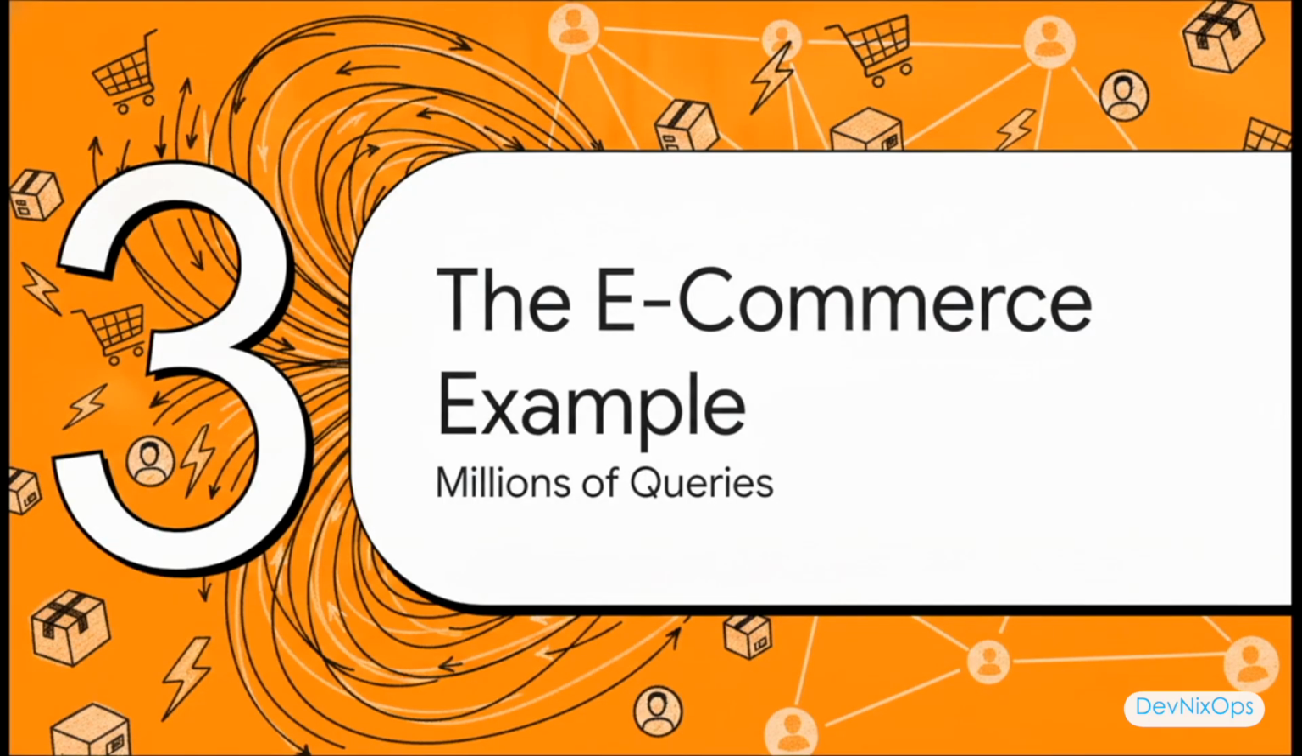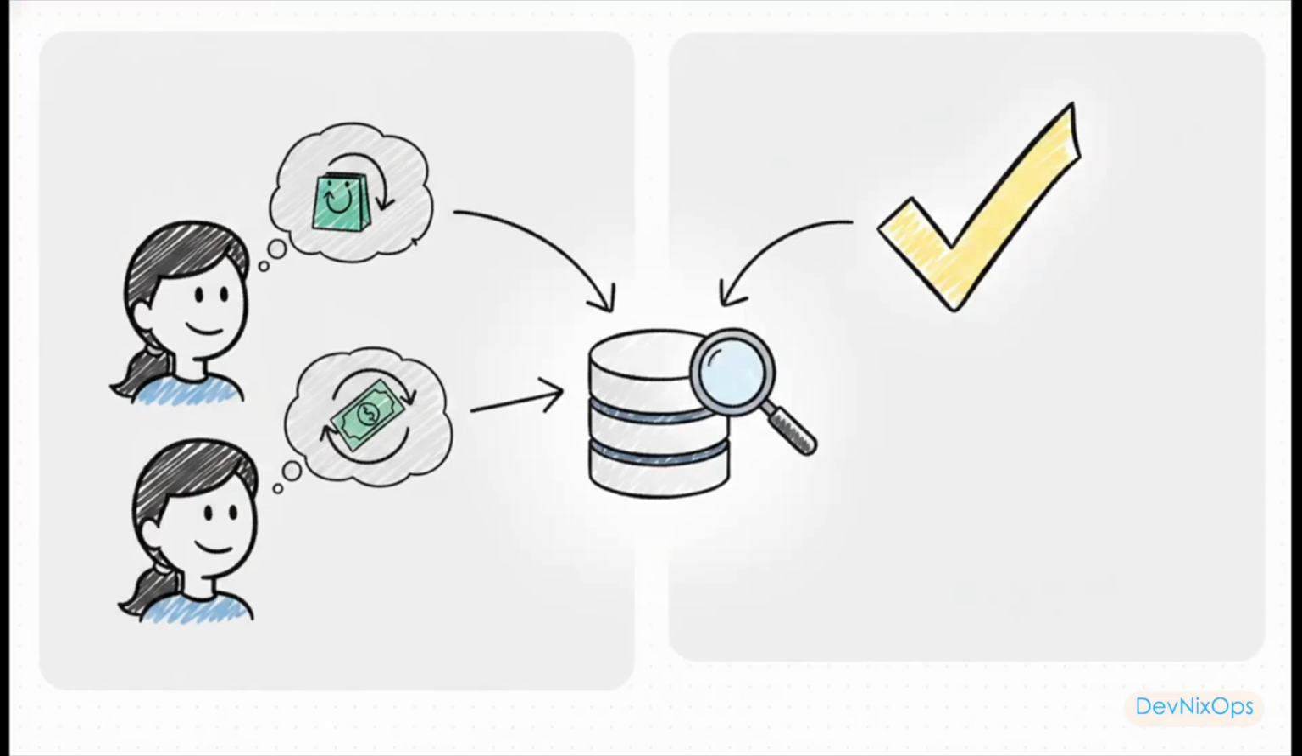Let's look at section 3, the e-commerce example. To really cement how powerful this is, imagine massive e-commerce platforms like Amazon or Flipkart. These platforms deal with millions of products, millions of records, and incredibly high volumes of user traffic every single second.